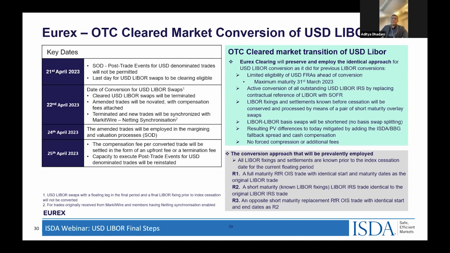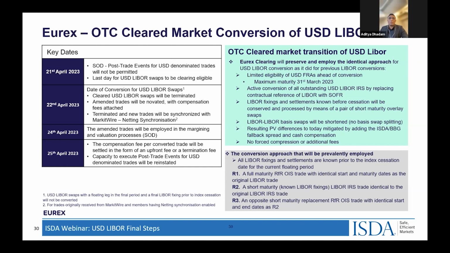Besides this, from the start of 21st April, Eurex will not permit any post-trade events, PTEs, to be performed on any cleared USD denominated OTC transactions. So not only USD LIBOR, but any USD denominated OTC transactions. Now following this, on Saturday, just like CME, that is on the 22nd of April, is the date of conversion of the USD LIBOR swaps.